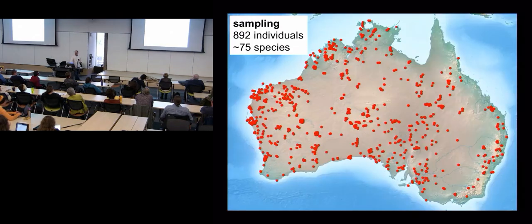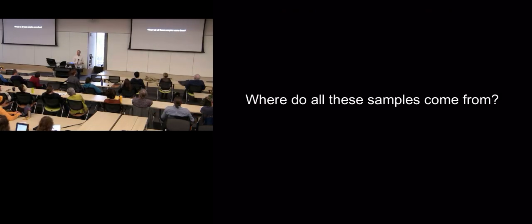Now, overall, in terms of sampling, we have a lot of samples. We sampled 892 individuals, about 75 species. And because I'm here, and because I have your attention, I can ask this question of where all these samples actually come from.